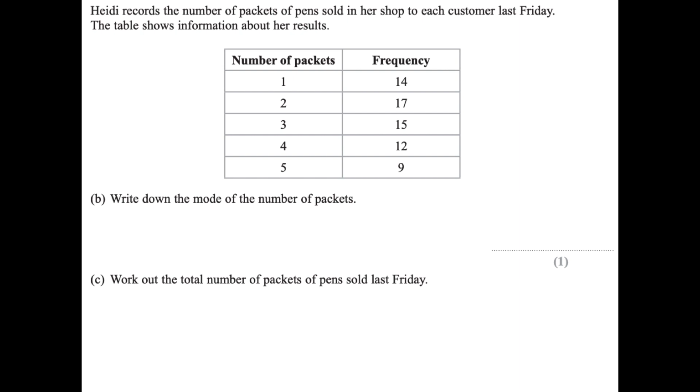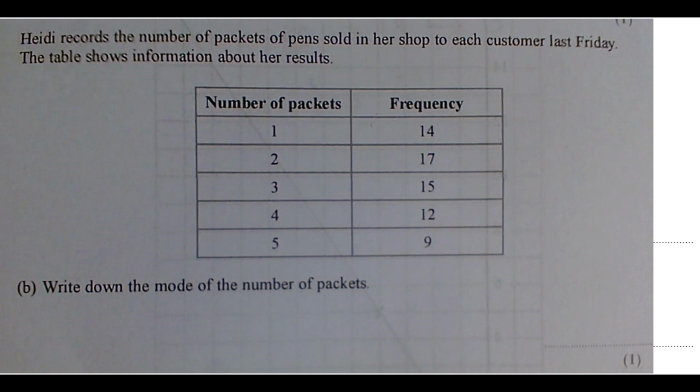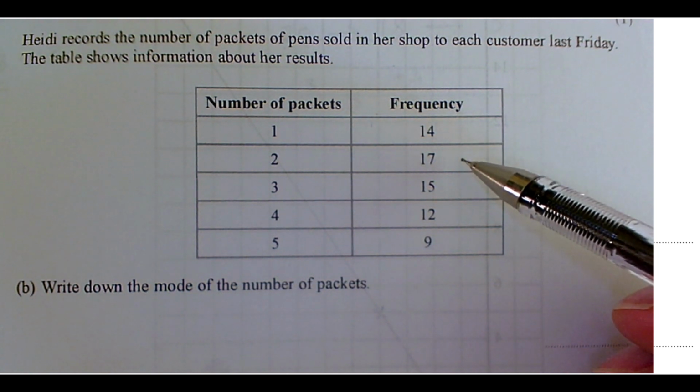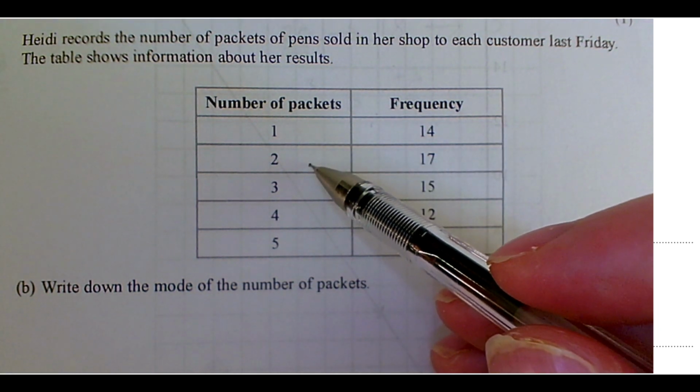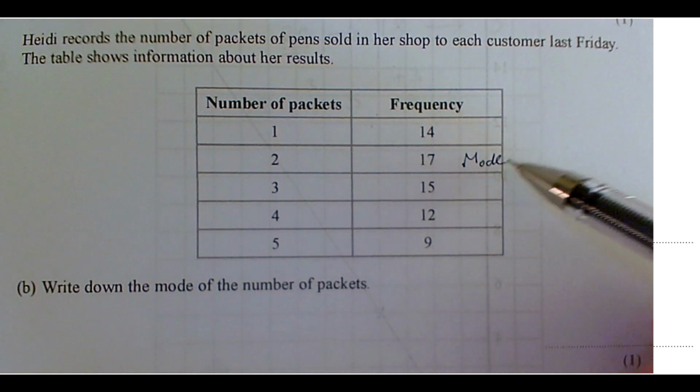Right, now we've got this. Try and understand these tables. Frequency means the number of times, yeah? So if you read what Heidi's up to, she's selling these packets, and it says 14 times, 14 days, she's only sold one packet. And 17 times she sold 2, 15 times she sold 3, 12 times she sold 4, and 9 times she sold 5. So the most frequent, the most popular is the 17 one. That's going to be the mode value. That she sold 2 packets 17 times.